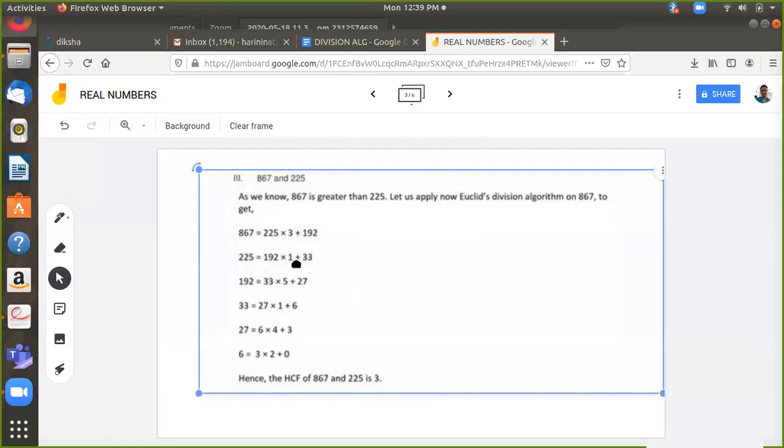This 192 is less than 225. So you see the previous divisor has become the dividend. The remainder has become the divisor. Now I'm dividing 225 with 192, so I'm applying the lemma. I have only one 192 in 225. So when I multiply this and subtract from 225, I get 33. So 33 is smaller than 192. Now the two numbers that I should divide now is the 192.